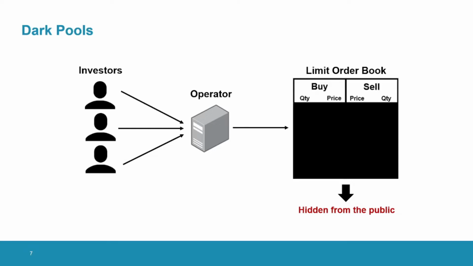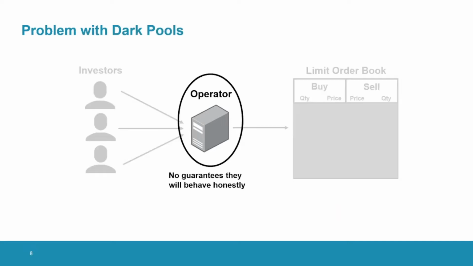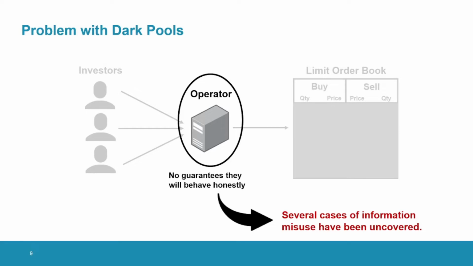So this is great for avoiding the price impact because investors don't even have access to the information in the dark pool. But well, there's still a problem, which is the operator. So we cannot really be sure if the operator is behaving honestly. And well, in fact, there have been already quite a few situations where the operator was indeed found to be misusing customer order information for their own advantage.